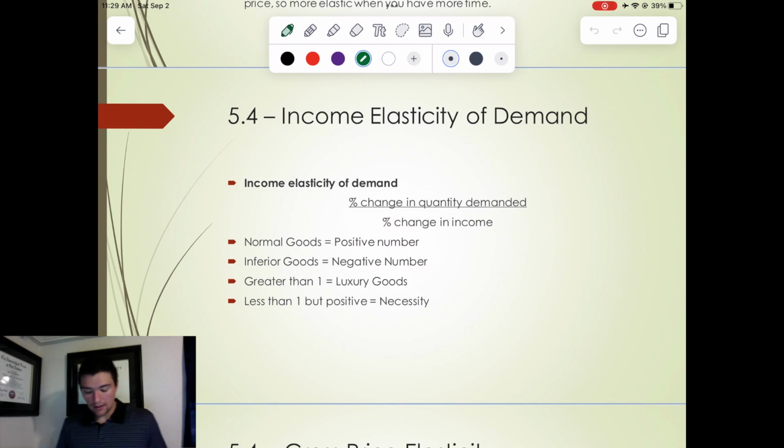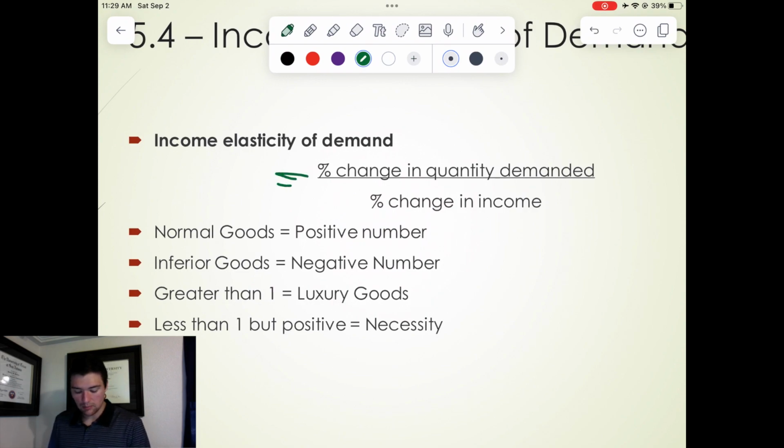Income elasticity of demand is going to be basically telling you how much your quantity is changing because your income changes. So we already have the idea that you're going to be buying more, but how sensitive are you because of your income? And that's what we're doing here. So we're going to look at the percent change in the quantity demanded divided by the percent change in income. Okay? And what this number is going to give us is either if it's a normal good, inferior good, or if it's a luxury good, or a necessity.